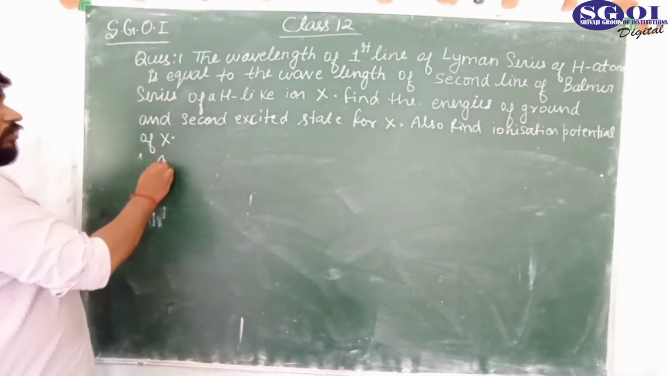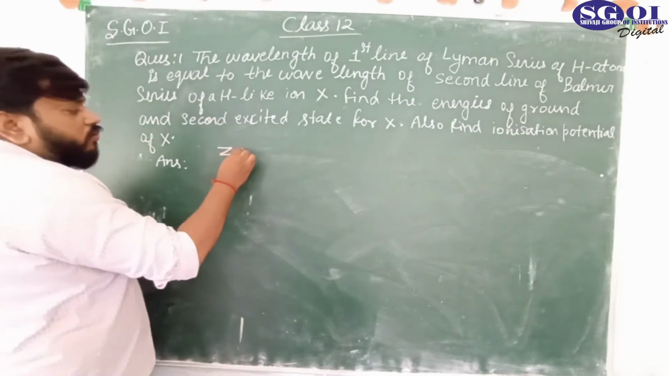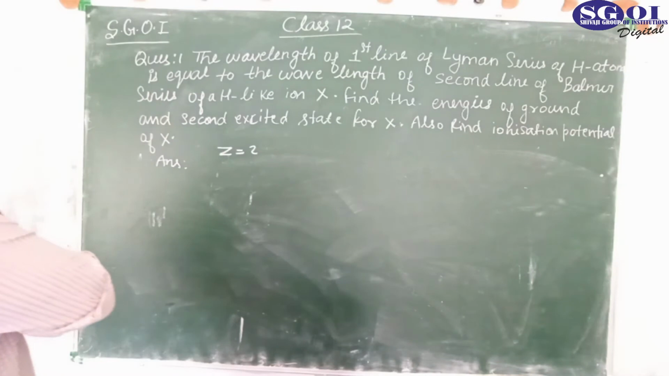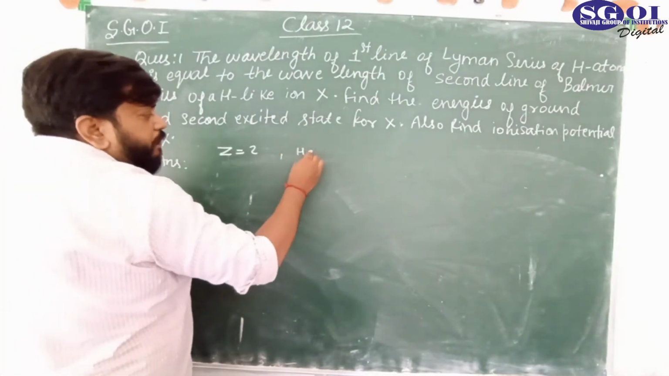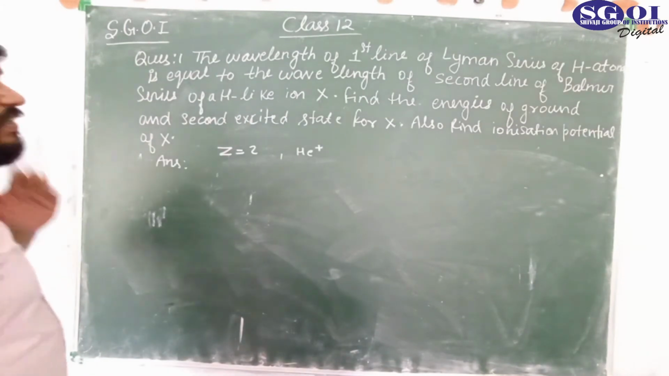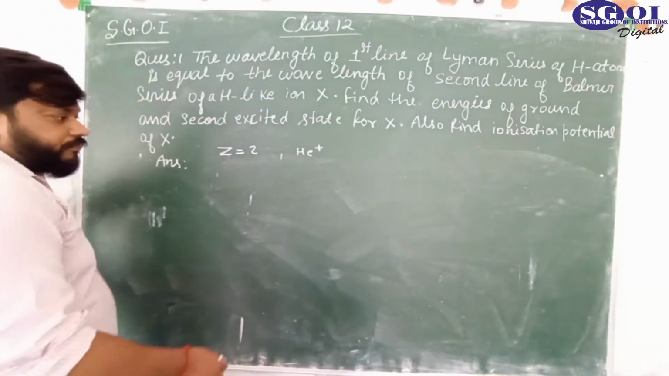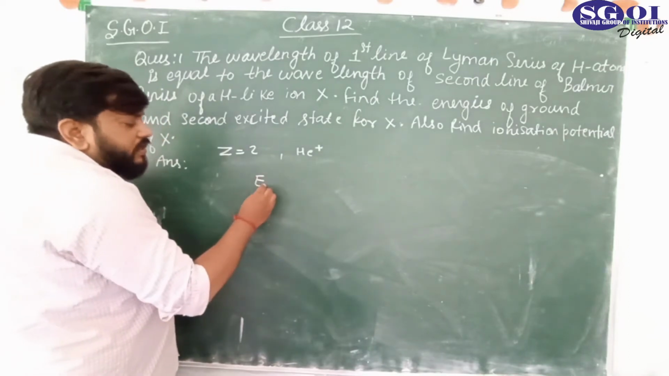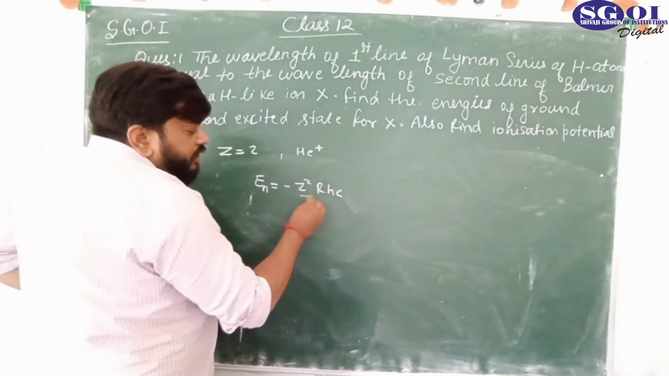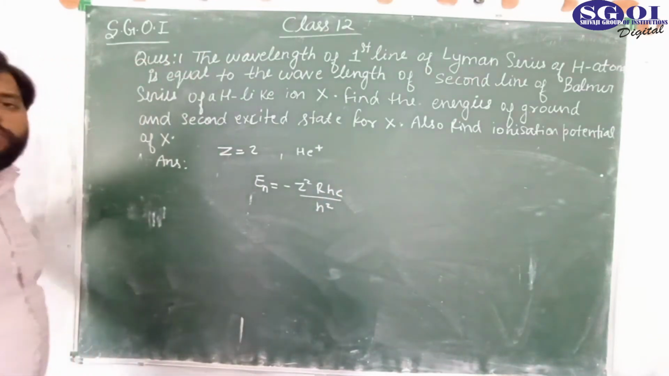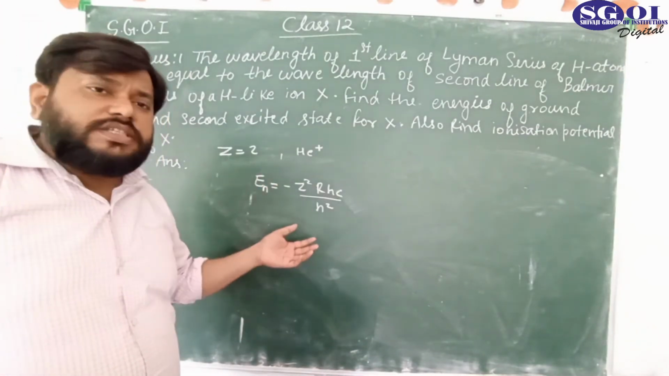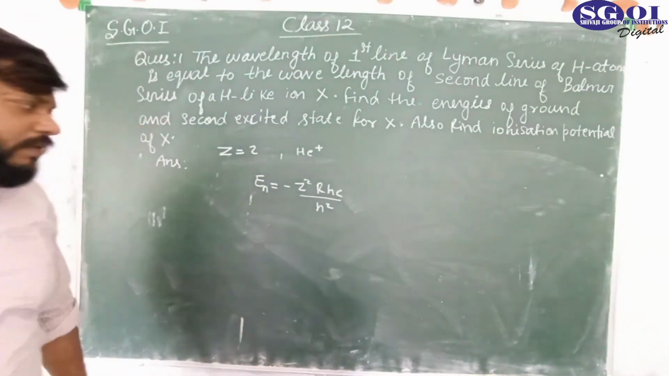So we have z equal to 2. It means it would be helium ion, He plus. Find the energies of the ground and second excited state for the x. So for the formula of energies, En is what? En is equal to minus Z square Rsc by n square. This is the formula for energies of the atom in any nth orbital.